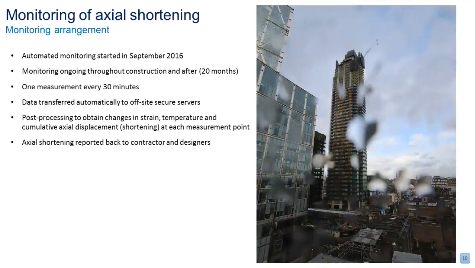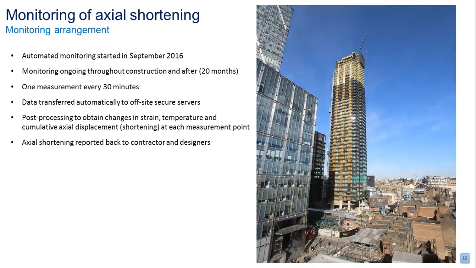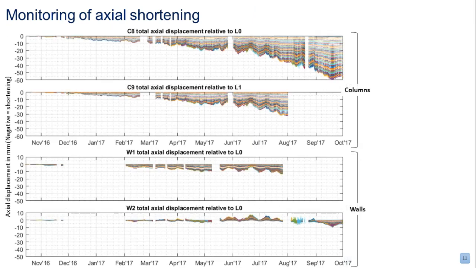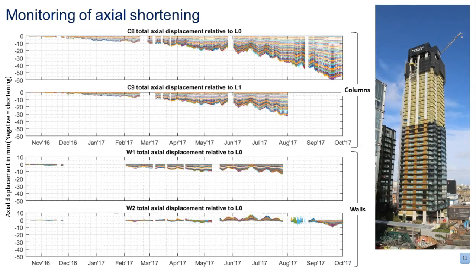I think that's graphical enough. We can move on. So 1 year of data. This is the first year of monitoring. The building was about level 30-something, about 34 over here.